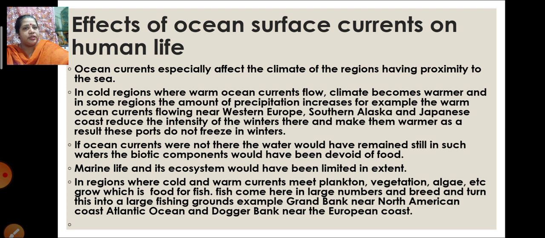The first thing is, ocean currents especially affect the climate of the region having proximity to the sea, that is nearness to the sea. In cold regions, suppose a particular place is near the poles, and warm ocean currents coming from the equatorial region flow by their side, then what can happen? The climate becomes warmer there, and in some regions the amount of precipitation increases.